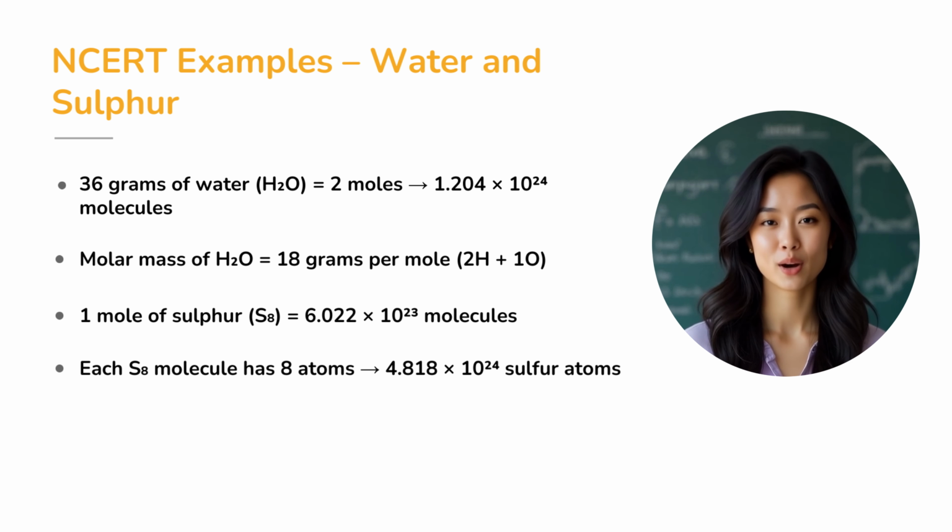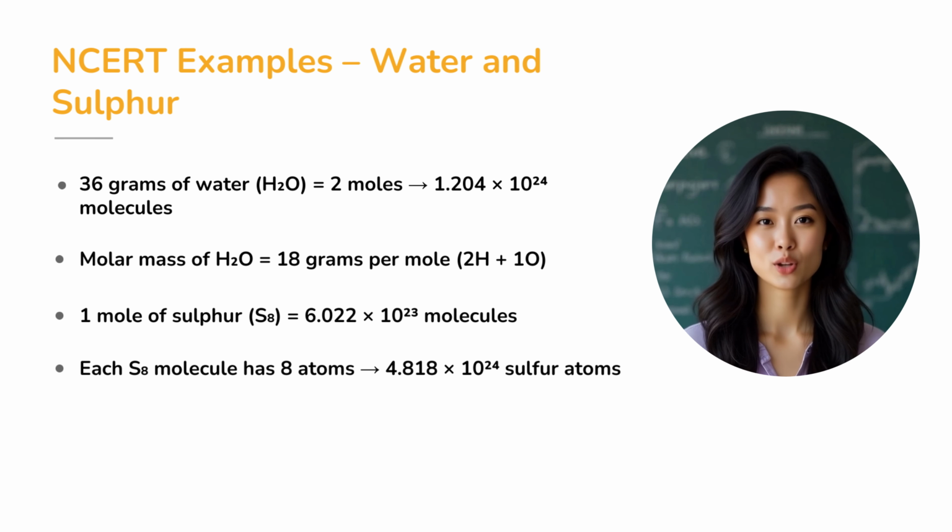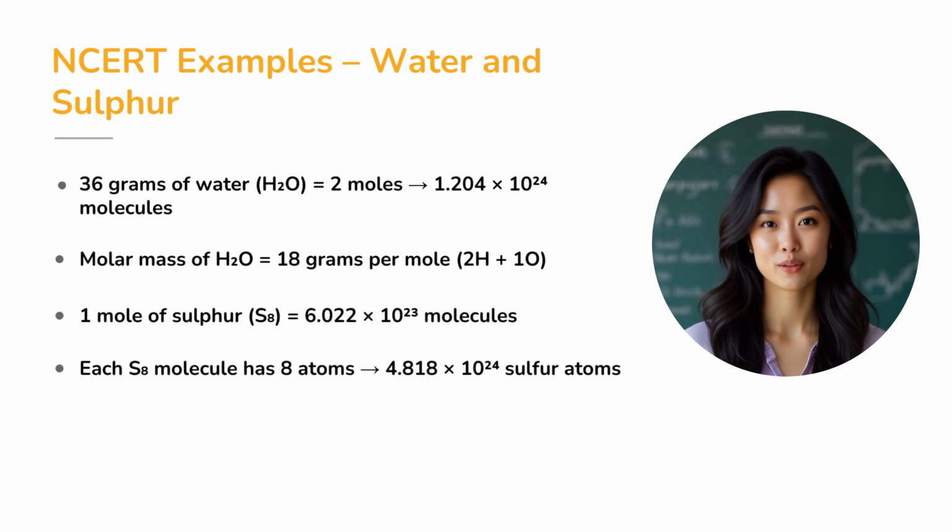Step 3. Multiply the number of molecules by the number of atoms per molecule: 8 multiplied by 6.022 times 10 to the power 23 equals 4.818 times 10 to the power 24 atoms. That's nearly 5 septillion atoms, all packed into a single yellow chunk of sulfur.